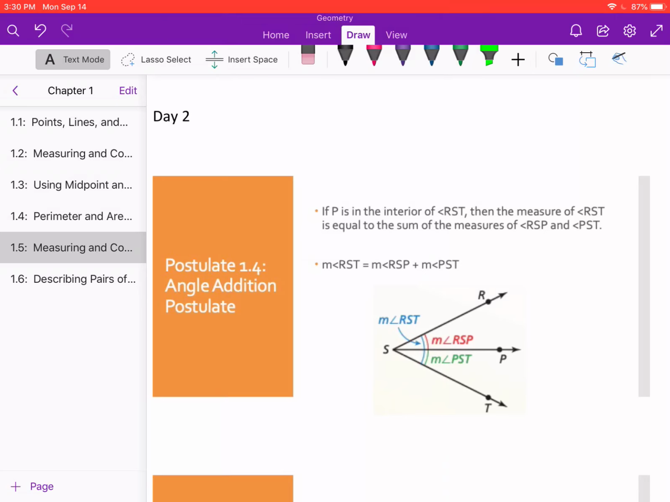So just like we had a segment addition postulate that said part plus part equals whole, same thing works for an angle addition postulate. So if you have a larger angle that's split up into two smaller angles, if you add the two smaller angles together, you should get the measure of the larger angle.